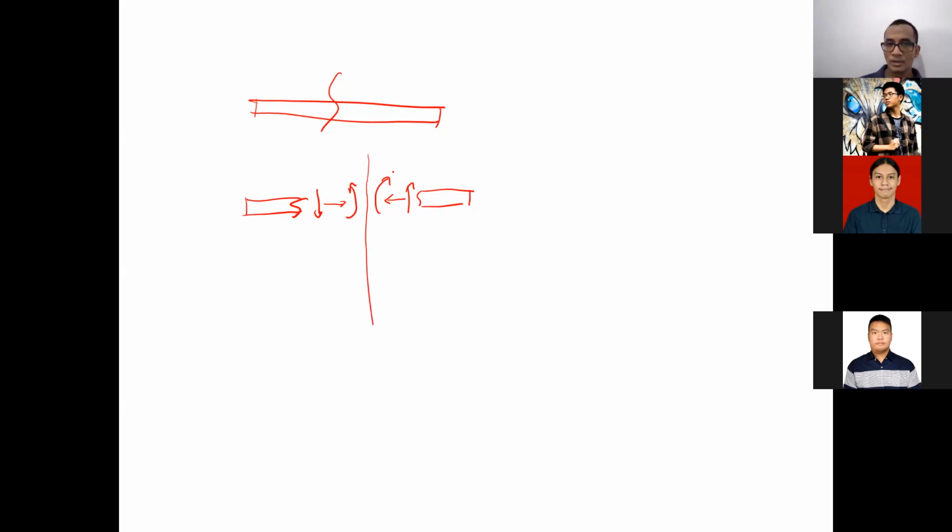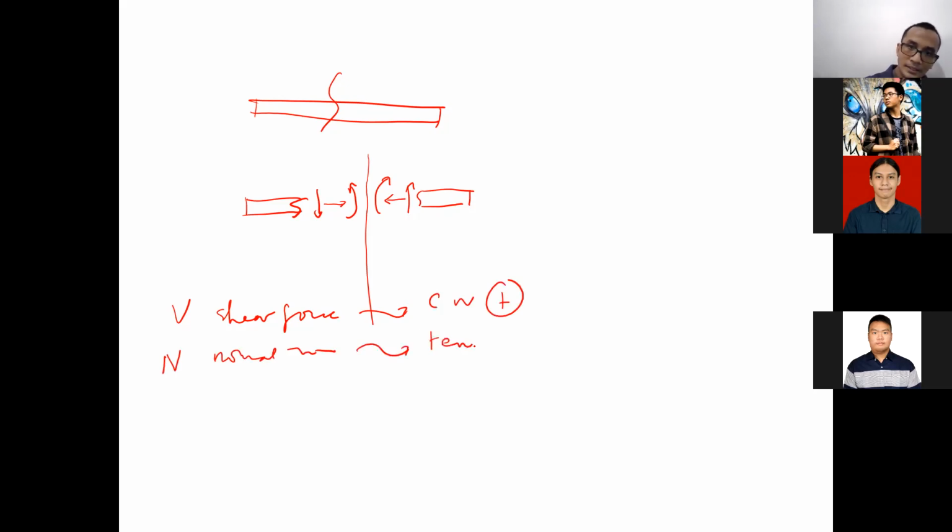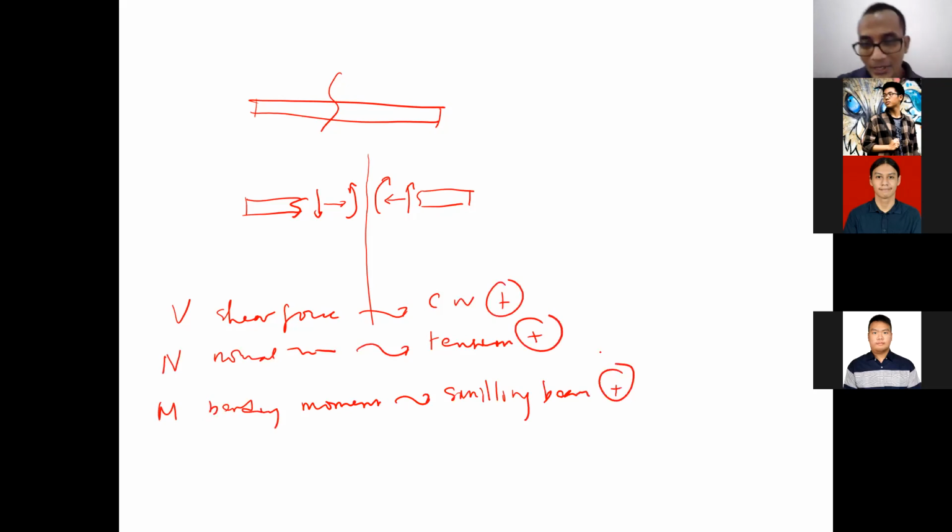How to memorize it? It's just like this: internal shear force, clockwise is positive. Then for normal force, tension is positive. Then for bending moment, smiling is positive, smiling beam. You get it?